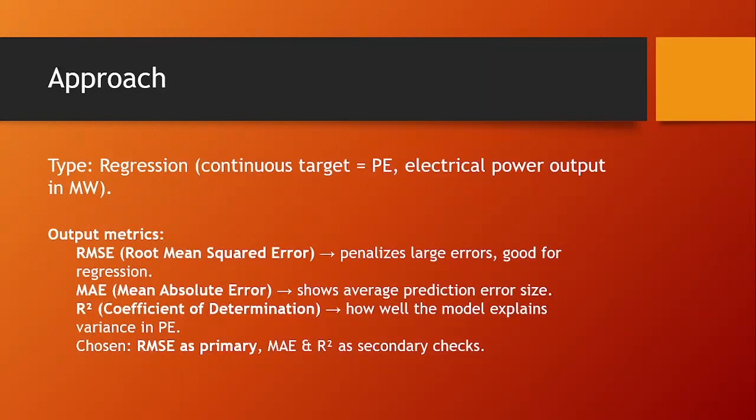Since the target output is a continuous variable, this is considered a regression problem. To evaluate the models, I selected root mean squared error as a primary metric because it penalizes large errors more heavily. In addition, I also used mean absolute error to measure the average prediction error and, of course, R squared to measure how much of the variance in energy output is explained by the model.